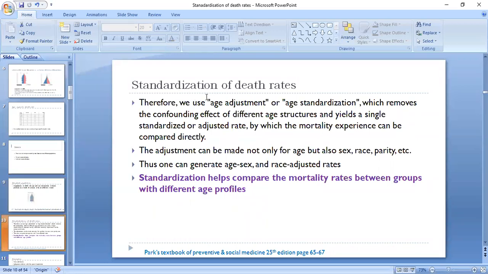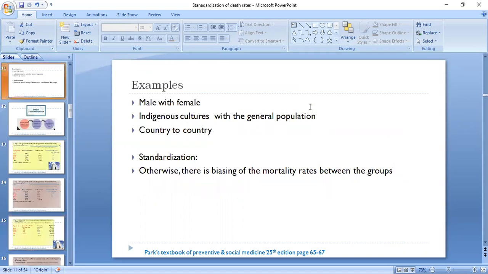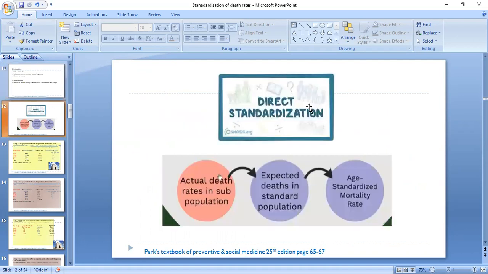The standardization of death rates: we use age adjustment or age standardization, which removes the confounding effect of different age structures and yields a single standardized or adjusted rate, by which the mortality experience can be compared directly. The adjustment can be made not only for age but also for sex, race, parity, and others. Thus, one can generate age-sex and race adjusted rates. Standardization allows comparing mortality rates between groups with different age profiles. Examples are men with women, indigenous cultures with the general population, and country to country. Otherwise there is biasing of mortality rates between the groups.